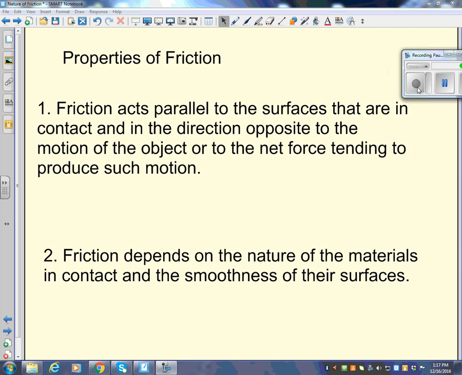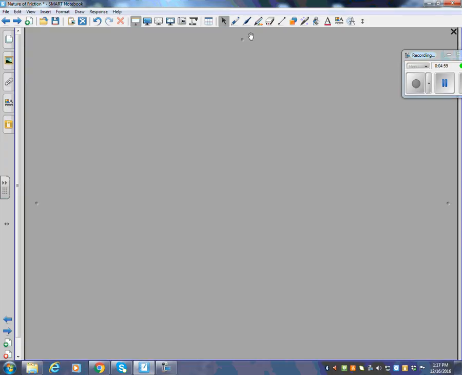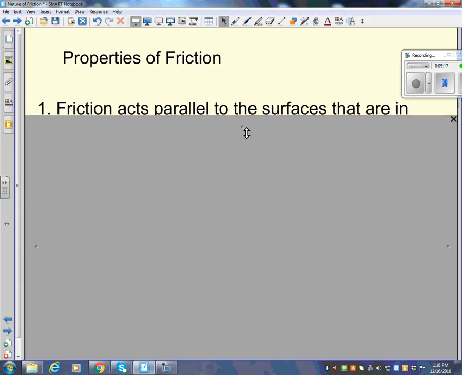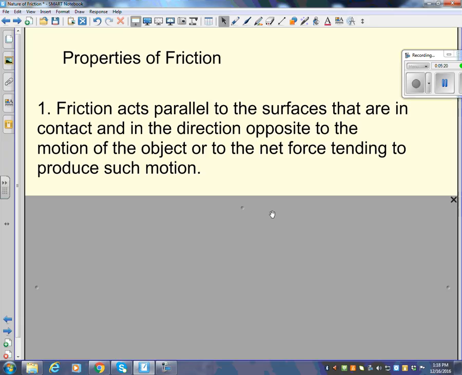Okay, so when I say properties of friction, what does that mean? What does properties mean? I don't mean like they're playing Monopoly and they own Park Place. The characteristics, yeah, things to know about friction. You probably found them in that handout. The first one is that friction acts parallel to the surfaces that are in contact. So parallel is sort of a key word.